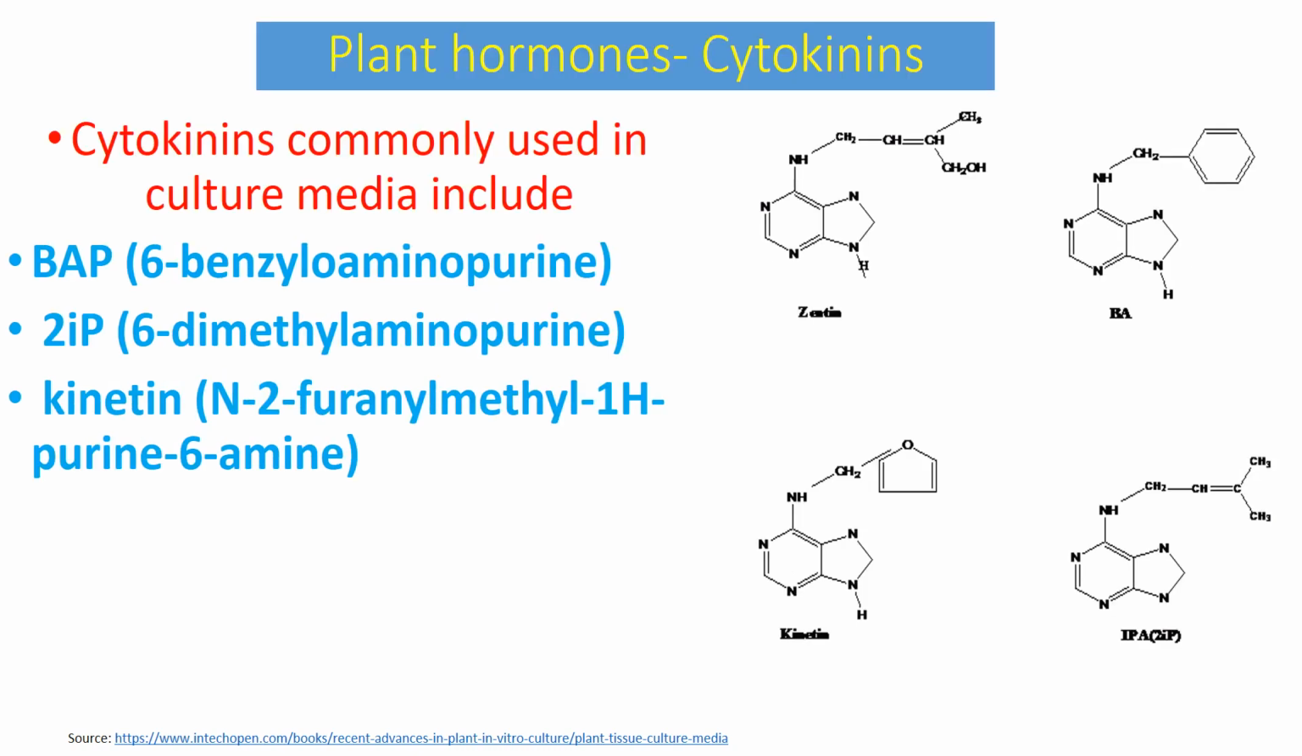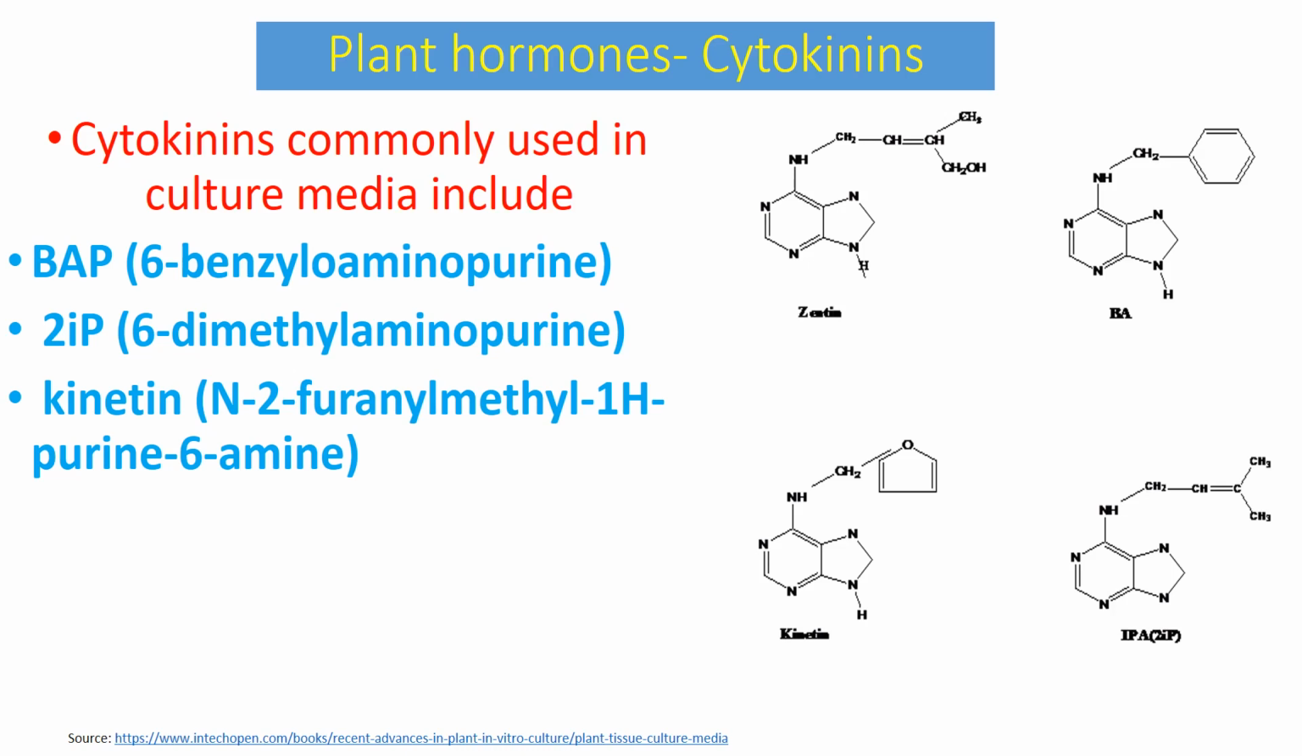Now let's see another growth regulator, cytokinin, which helps in shoot differentiation. Cytokinins are used for cell division as well as in the somatic embryogenesis process. They can also increase the metabolic activity of the cells in the culture. The most commonly used cytokinins are BAP, that is benzylaminopurine, and kinetin.